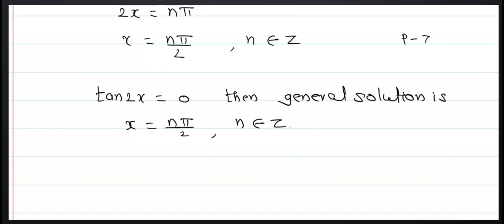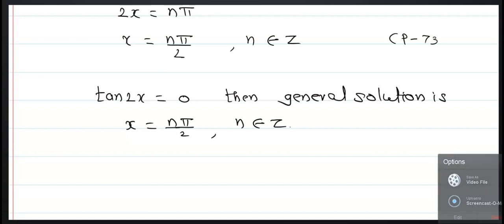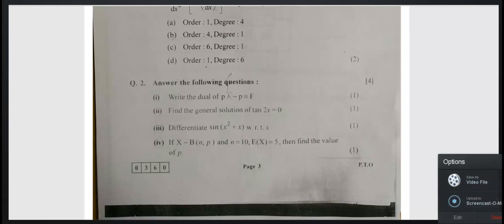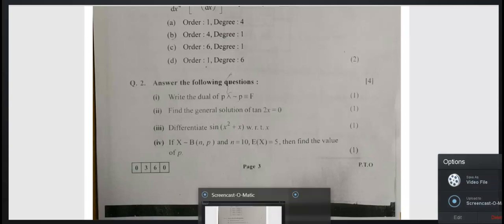This is also a question from page number 73. Now see this again.